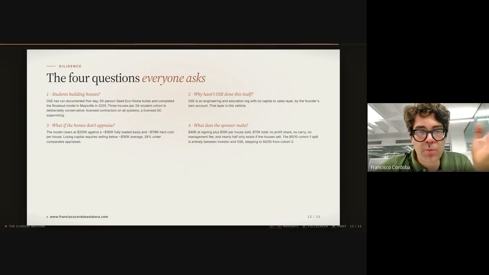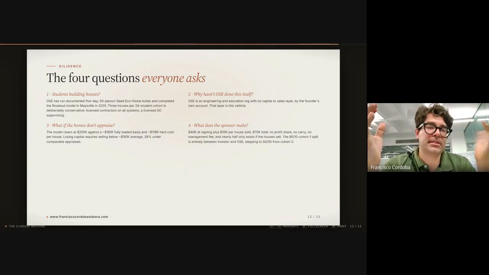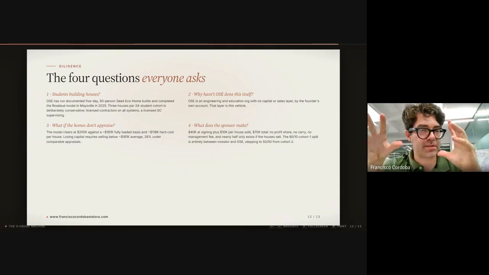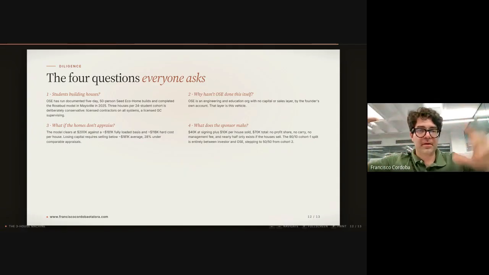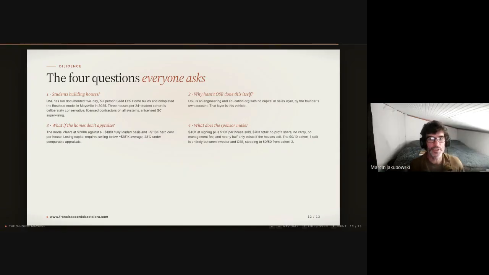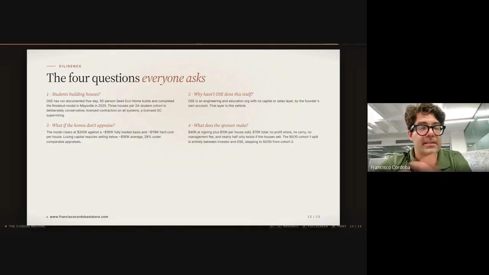Okay, the second is why hasn't OSE done it itself? And I'm putting, because OSE is an engineering and education organization. It's not like a sales machine. And that's why we're embedded. I think that's a good way to answer it. We just didn't get there yet. That's the reason I call this layer the vehicle.